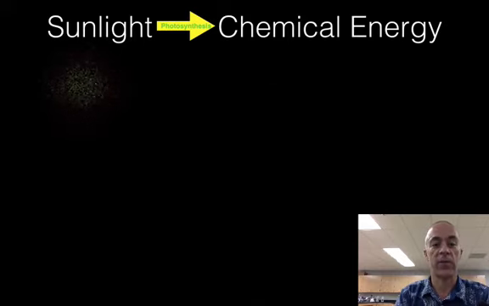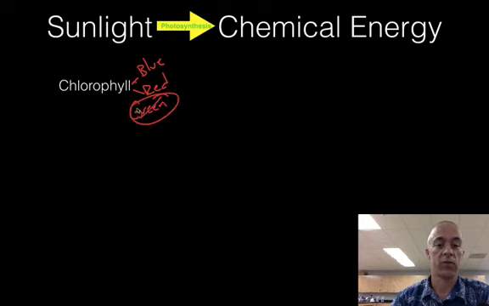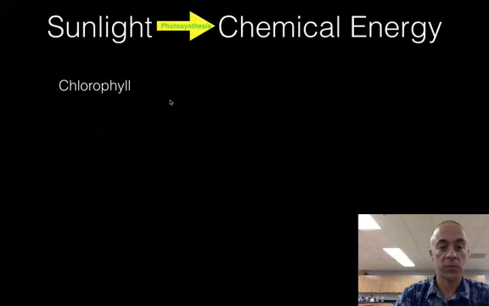Specifically, when we're talking about photosynthesis, that pigment we're referring to is chlorophyll. Chlorophyll is an interesting pigment. It absorbs blue light really well, and it absorbs red light really well. What it does not absorb very well is green light. That's why plants look green, because that green light from the visible spectrum is actually reflected back at us.